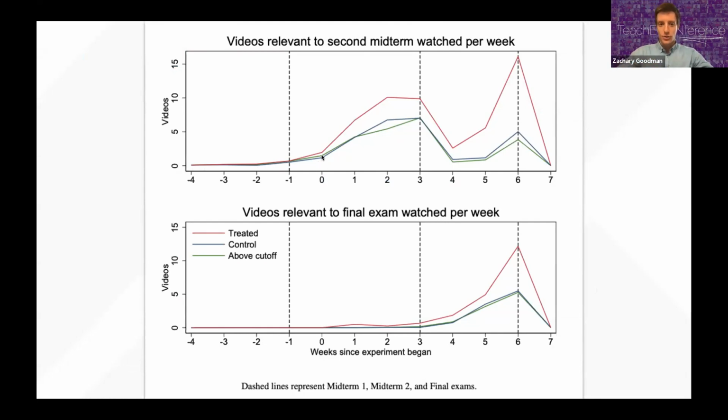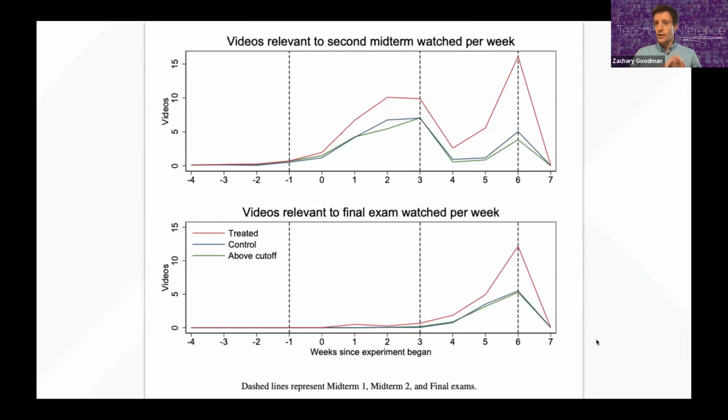But as soon as the experiment starts, you can see the red line, the treated line, start to separate. And this is only for videos that are relevant to that second midterm, which takes place 3 weeks after the experiment starts. You can also see that that spike continues going into the final exam. And that makes sense because the final exam is comprehensive. So students should be watching videos relevant to the second midterm. And then the bottom plot, these are videos that are relevant to the final, but not the first or second midterm. And you can see a slight increase here, but it's not statistically significantly different there. But going into the final, you do see a separation that is statistically meaningful.